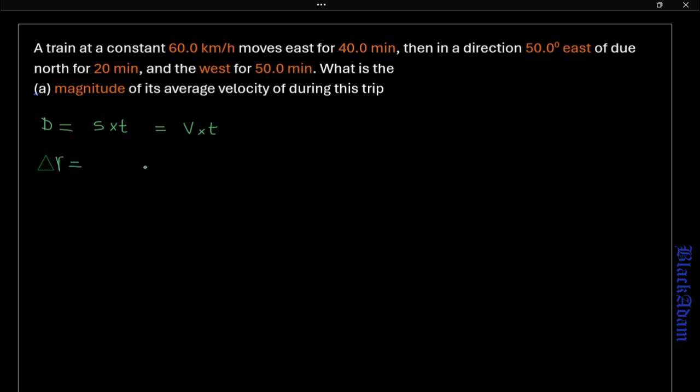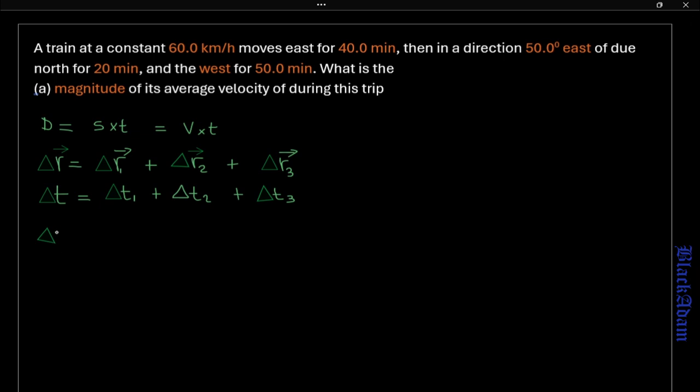The change in displacement, which means change in r, is going to be the change in first displacement plus change in second displacement plus change in third displacement. And then from there we know that change in t is the same thing. That will be change in t1 plus change in t2 plus change in t3. So we have three intervals.